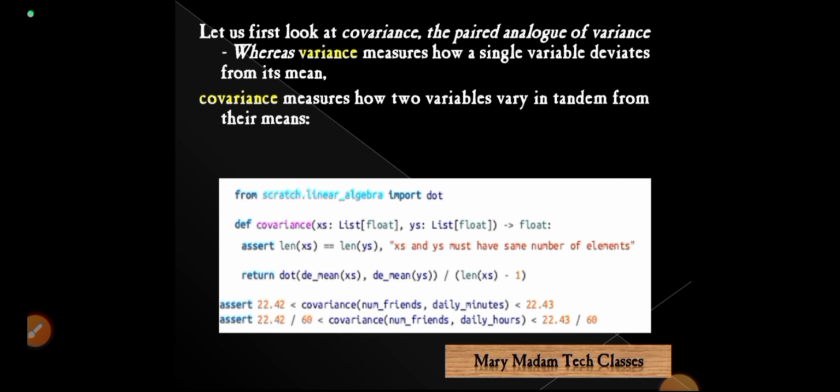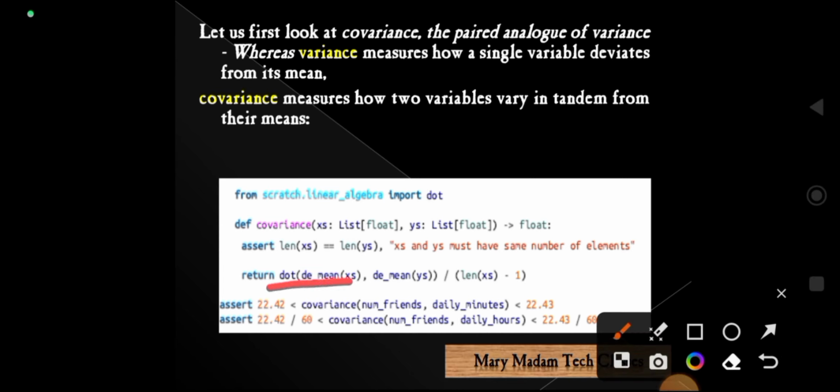Let us see here, a little bit of code is given. We are going to use the dot function. For that, we should import dot from scratch.linear_algebra. We are going to define the covariance. Covariance is also a function, covariance with xs and ys.